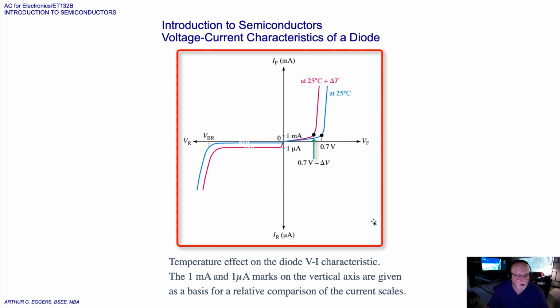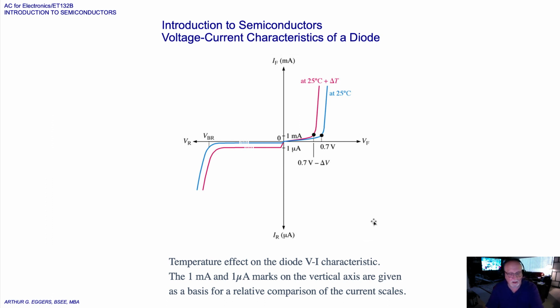For a reverse bias diode, as the temperature increases, the reverse current increases. The difference in the two curves is exaggerated on the graph for the illustration. Keep in mind that the reverse current below the breakdown remains extremely small and can usually be neglected.